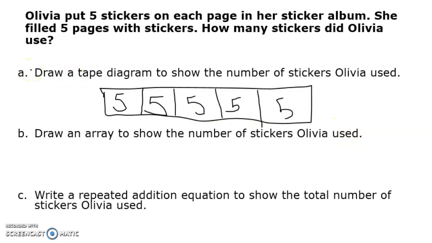It says to draw an array to show the number of stickers Olivia used. So we know that an array is pictures or objects presented in rows and columns. So now you're going to move towards drawing your array. Go ahead and pause this video and draw what you think the array should look like representing Olivia's stickers in her album. Okay, so this array should have 5 rows.